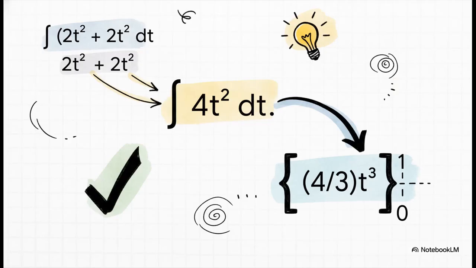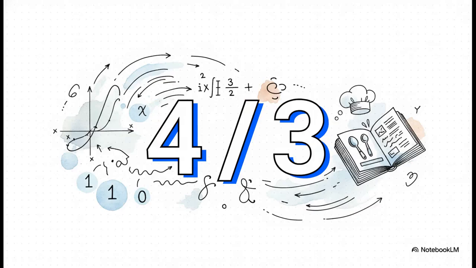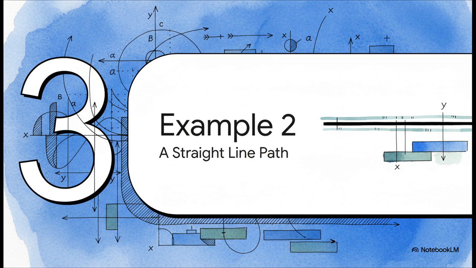Step 3. Solve. We combine those terms to get the integral of 4t squared. We find the antiderivative, which is 4/3 times t cubed, and then we just evaluate that from our bounds of 0 to 1. We plug in 1, which gives us 4/3. We plug in 0, which gives us 0, and our final answer is just 4/3. See? You just follow the recipe. Okay, that was a nice smooth curve.